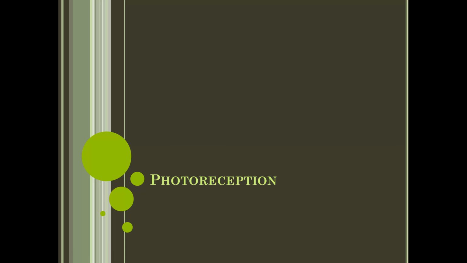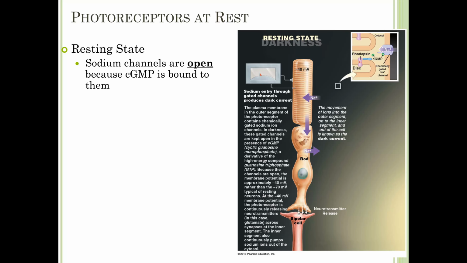In this section, we'll look at the process of photoreception. This is how we convert a photon of light to an electrical signal. First, I must explain what's going on inside the photoreceptors at rest. And by at rest, we mean in total darkness, where there are no photons of light around.